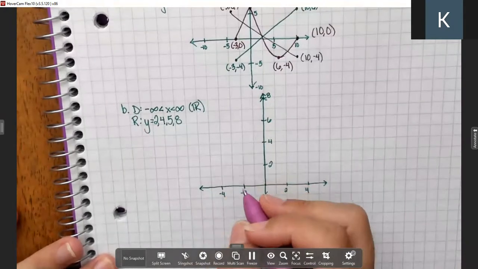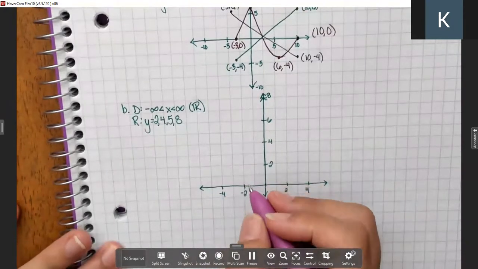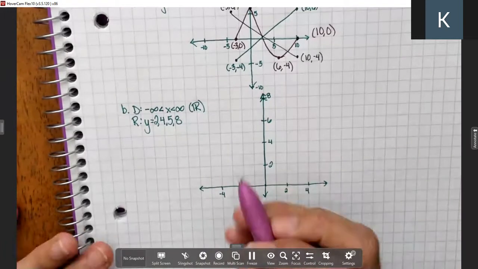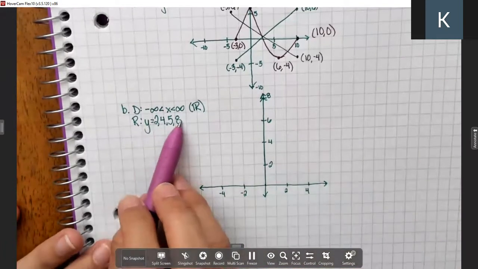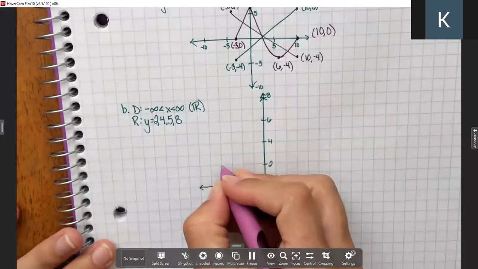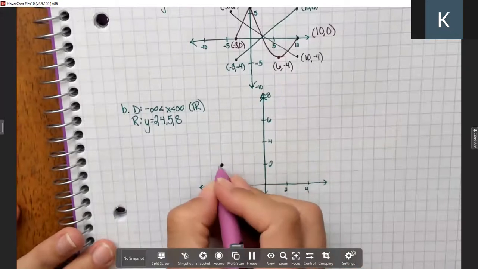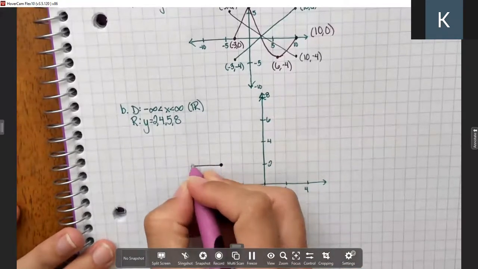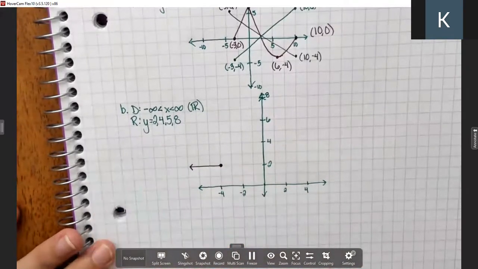The most common here would be more like a step graph, but it doesn't have to be an equal step since these don't count equally. And we could always start wherever we wanted. If we started here at 2, let's say I start here, it has to go left forever. The domain goes left and right forever.